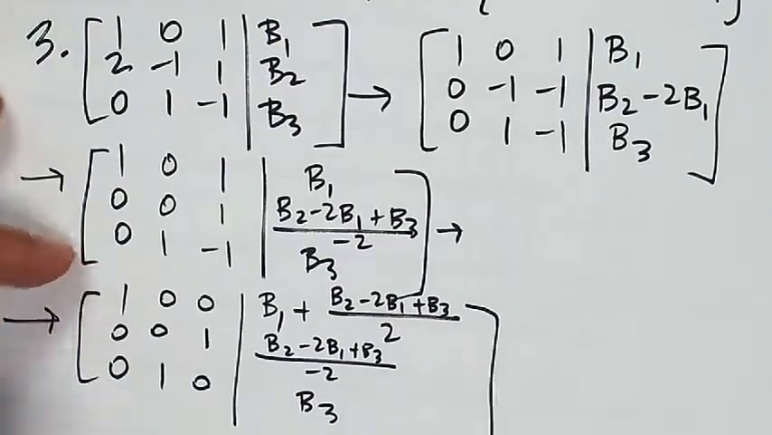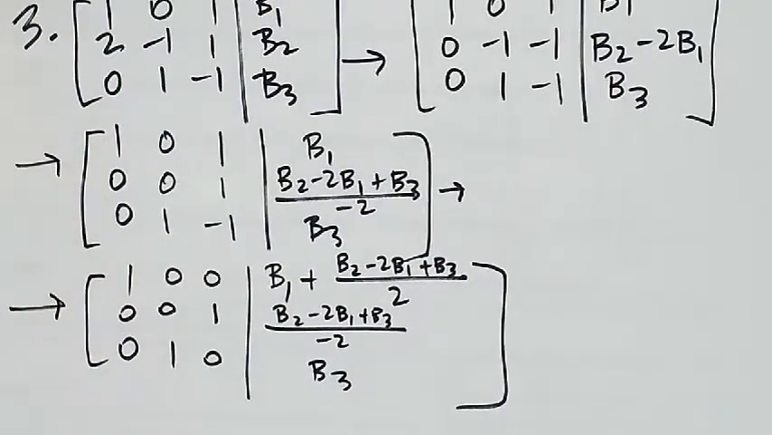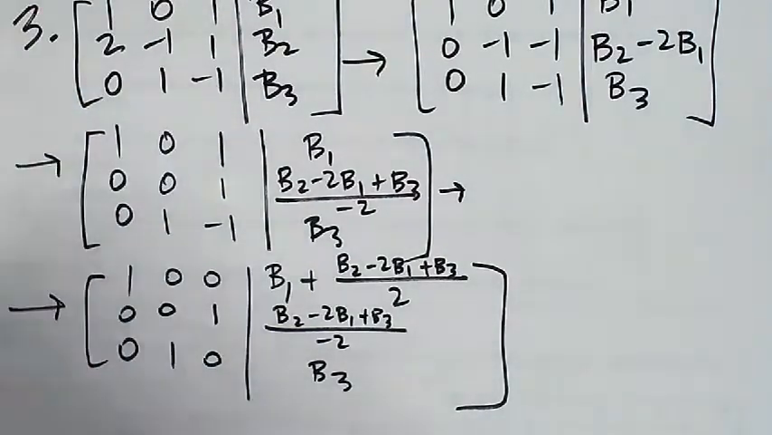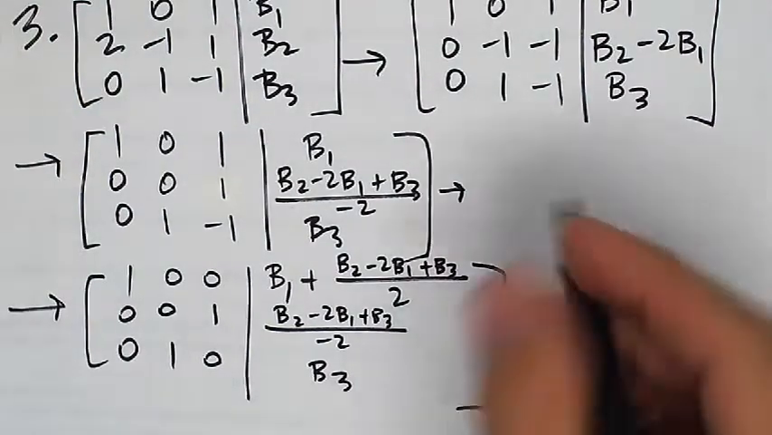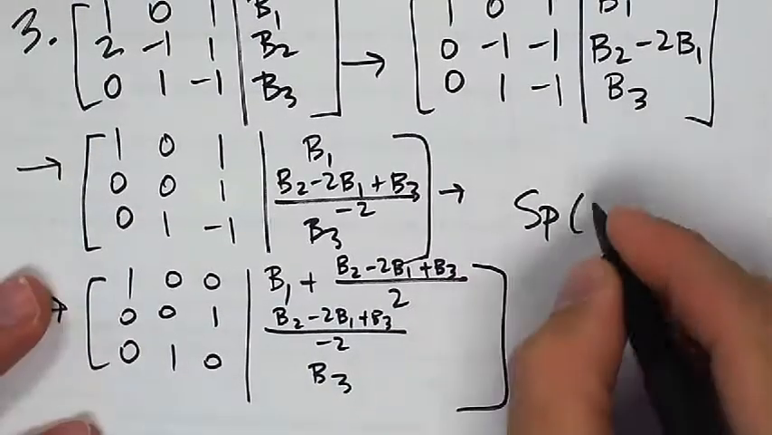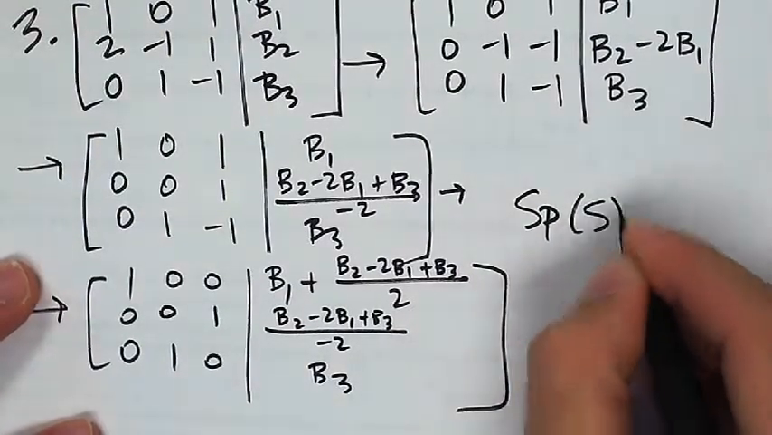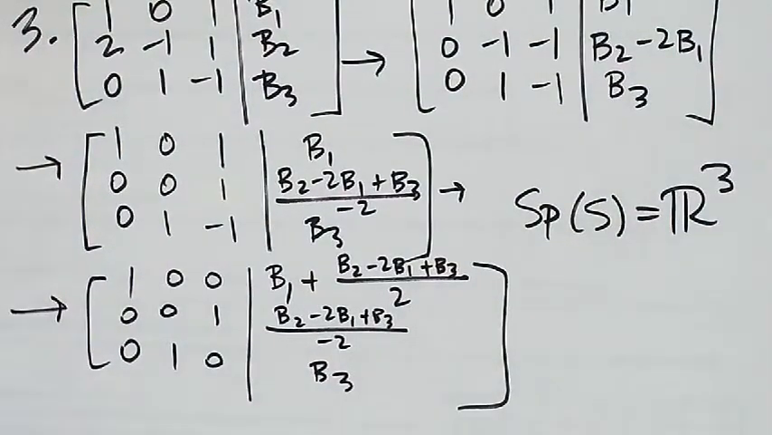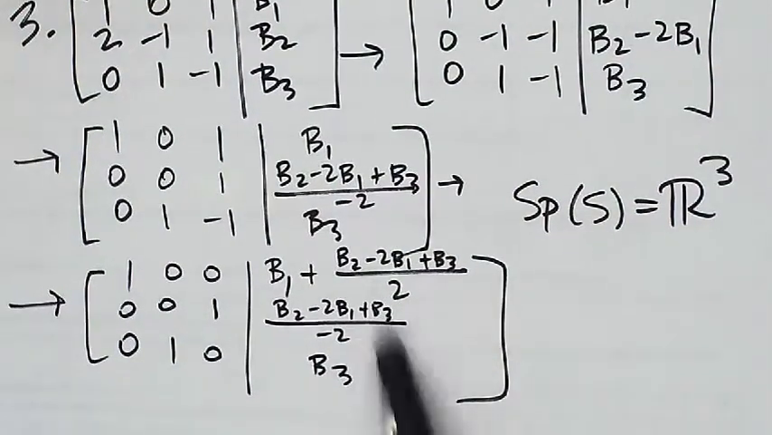But what this is saying is that if you give me any b1, b2, b3, then I can figure out a combination of the columns of the original matrix all the way back up here that'll get you that vector b1, b2, b3. Okay? So I'm going to say that the span of that set S is all of R3, because there's nothing that can't happen here. You can choose any b1, b2, and b3 and work your way back to a combination of the columns of the original.